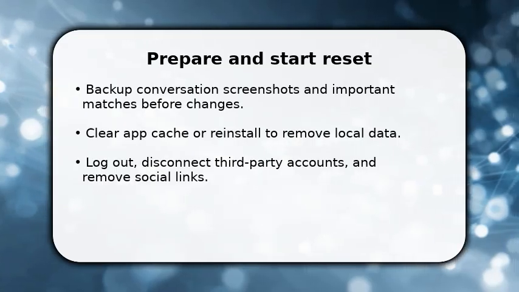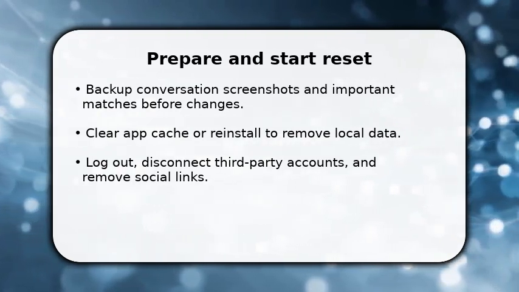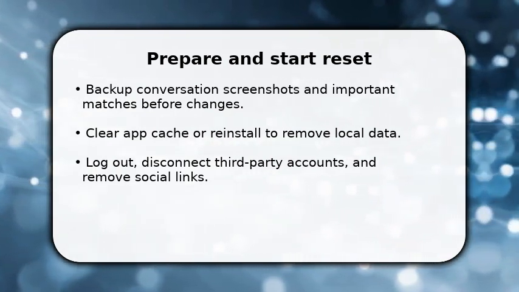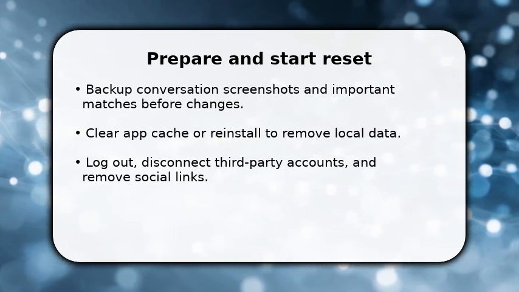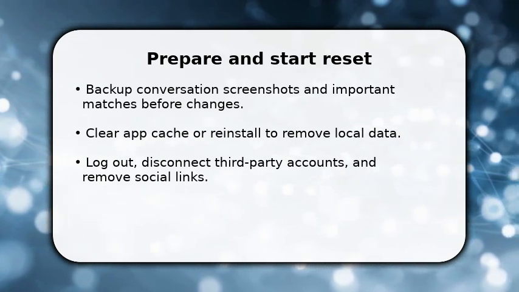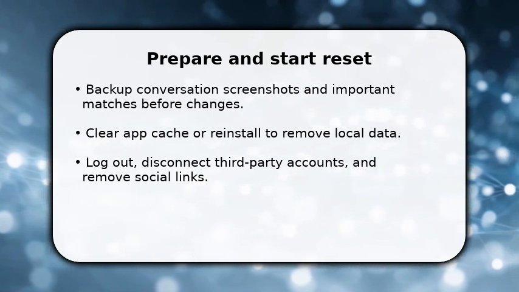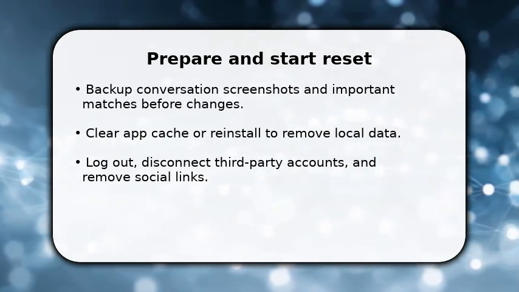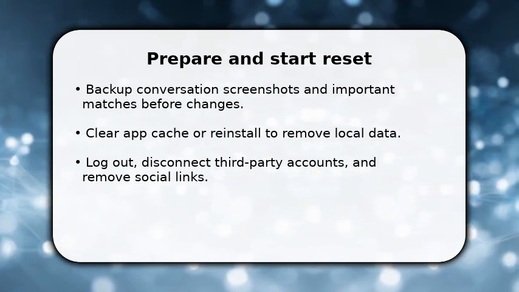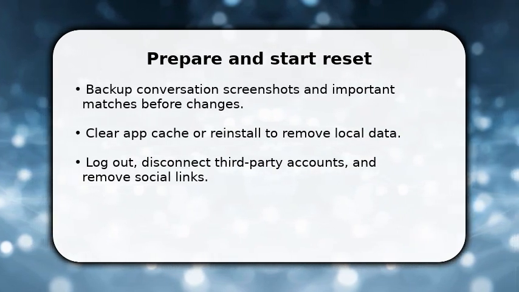You begin by protecting what matters and removing local traces. First, save any conversations or photos you need. Once done, clear Tinder's cache or uninstall the app to wipe local preferences. Next, log out and remove Facebook, Instagram, or Spotify links so the app loses external signals. Finally, create a plan for a new profile. Pick fresh photos and rewrite your bio. This combination ensures the algorithm sees a clean starting point and prepares you for the first actionable profile changes.